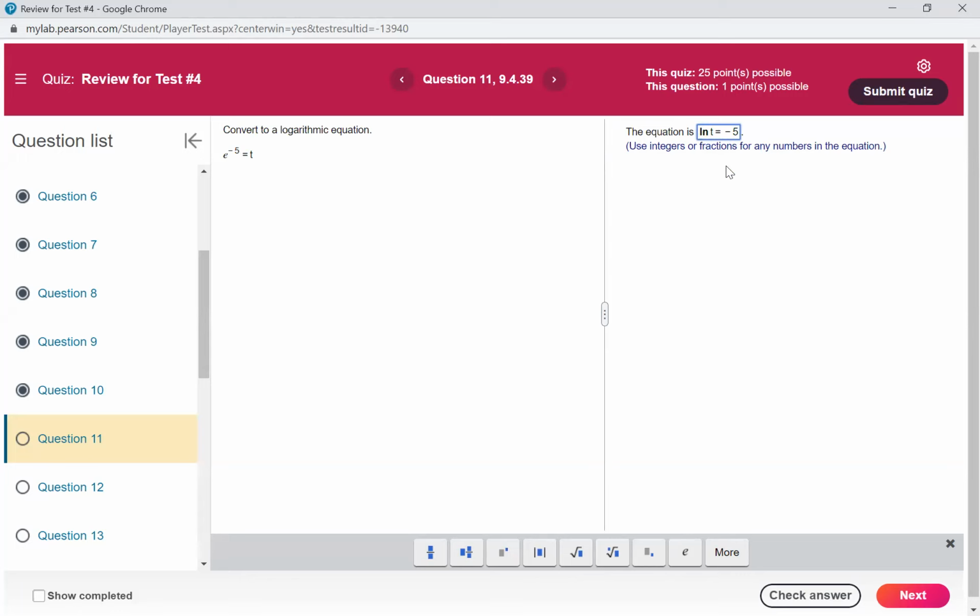So I'm pretty sure y'all's will be ln of t equals negative whatever number they gave y'all. So if ours was a positive 3, it'll be a positive 3. Yours had e to the 3 equals t. So yours will be ln of t equals 3. Okay.